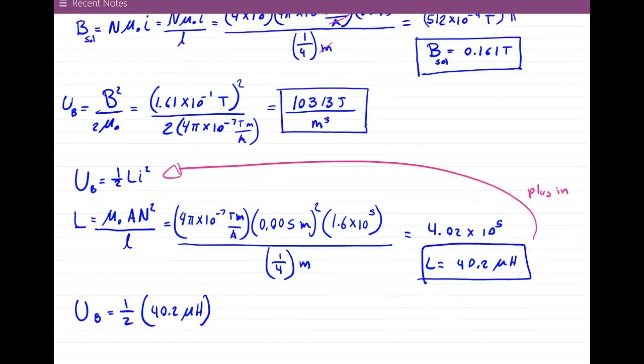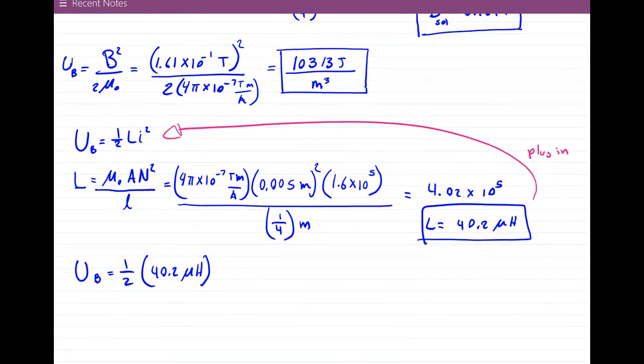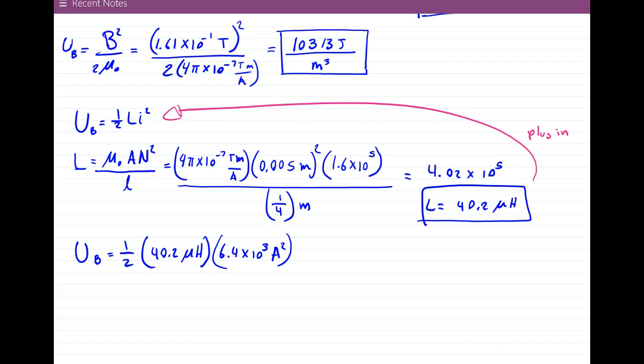A henry is a weber per amp, so that's a weber turns an amp. A weber is a tesla meter squared, and a tesla is newtons per amp meter. The units work out, so it's about 8 joules of energy stored in that inductor.